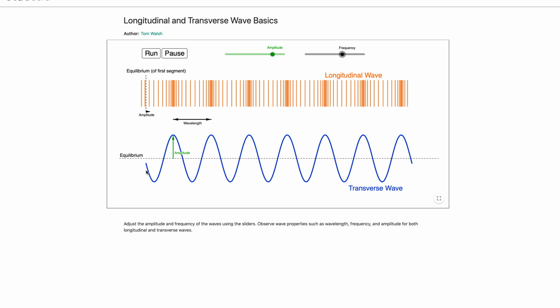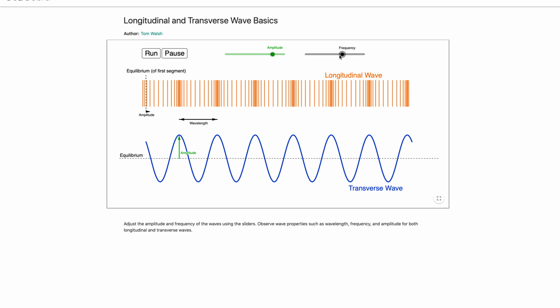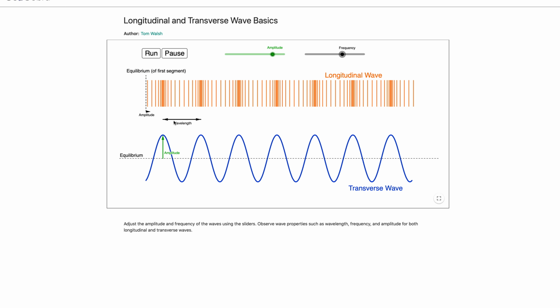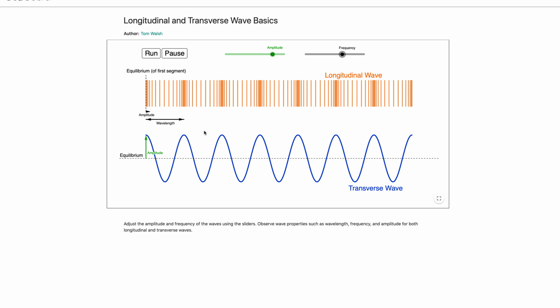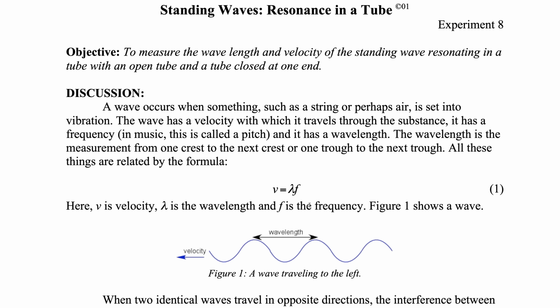So you'll notice if I increase the frequency here, I have more wavelengths passing by in the given amount of time. Now in this particular animation, the velocity stays constant. So if I increase the frequency here, the wavelength becomes shorter. So there's a relationship between these two mathematically. If we go back to the lab manual, you'll notice here that we have velocity is equal to lambda times f. So v is the velocity, f is the frequency, and lambda is the wavelength.